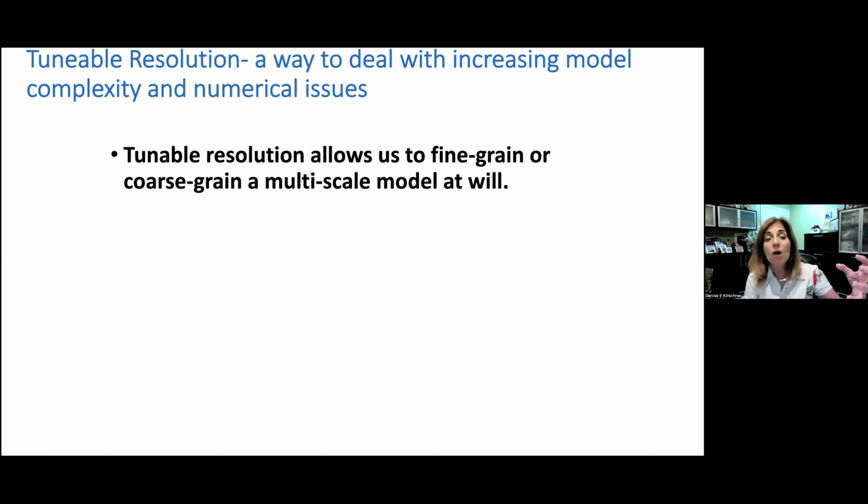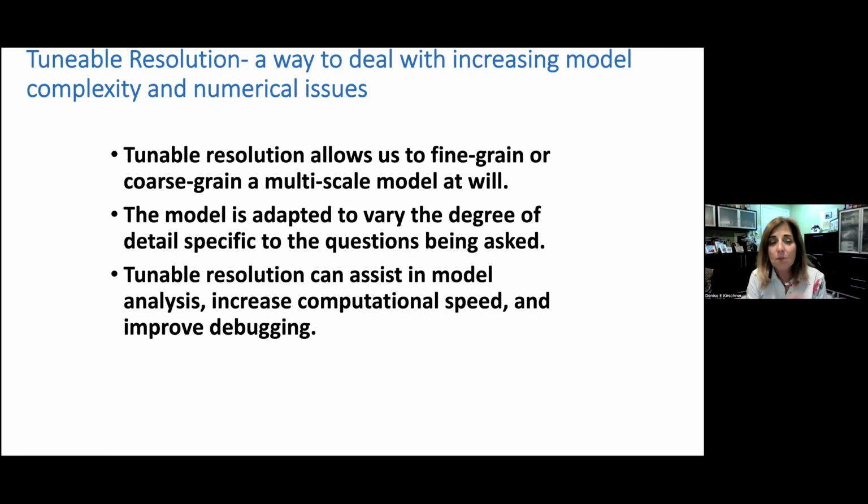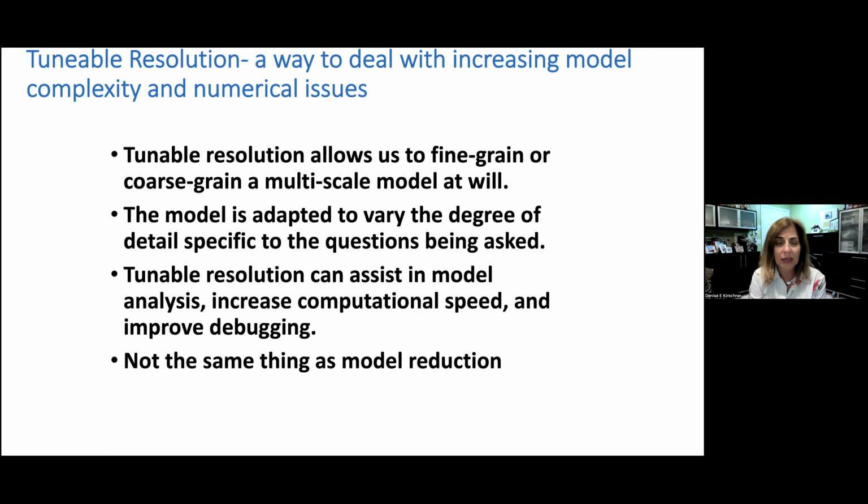So if we have a submodel, let's say we're running it and we don't need it on, but if something happens, we can actually have the program say, oh, time to turn it on, and it can actually turn on and run in the model and shut it off if we want to. It can adapt to the degree of detail that you want to ask, and it can assist in model analysis, computational speed, and debug. But the important thing I want to tell you is that Tuneable Resolution is not model reduction. Model reduction is a mathematical concept that you can create a smaller model that is mathematically isomorphic to the bigger model. Tuneable Resolution says we want to create a smaller model that's biologically isomorphic to the larger model.